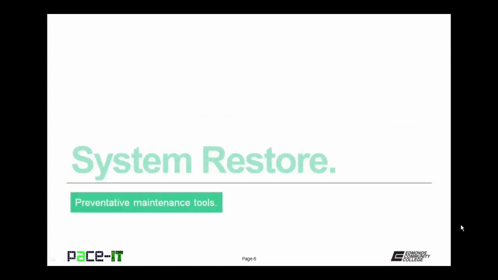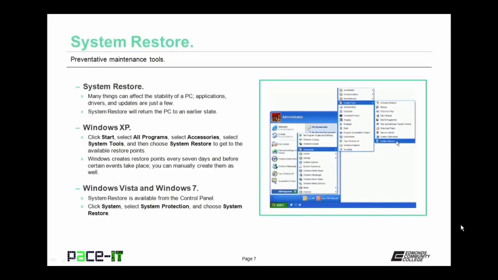Now let's discuss the System Restore utility. So there are many things that can affect the stability of a PC. Loading new applications, drivers, and updates are just a few things that can affect the stability. Now, System Restore will return a PC to an earlier state, hopefully one that's stable.